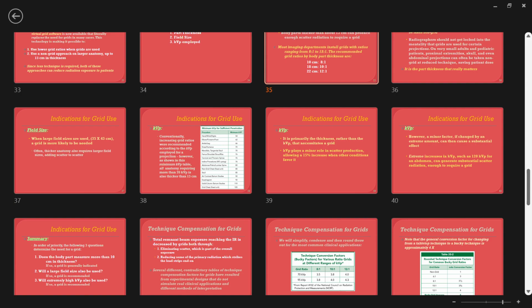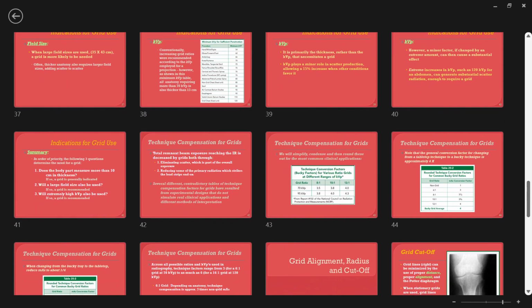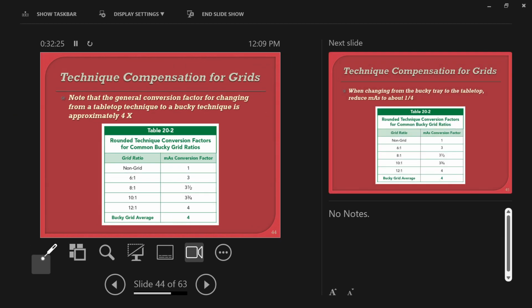So my advice is, your actual thought process is, should I put the cassette on the tabletop and shoot the tabletop, or should I use the Bucky tray? And my advice is, anytime a part is thicker than 10 or 12 centimeters, you should probably be using the Bucky tray, okay? So here's the downside for it, okay? This is the simplest version of the downside that I'll give you.